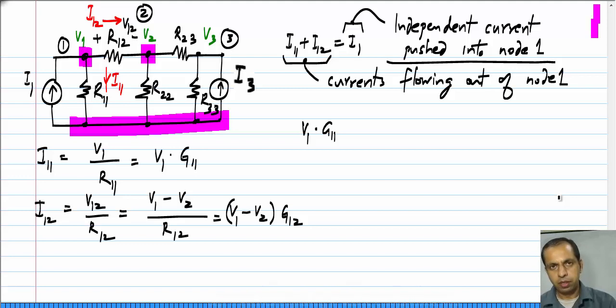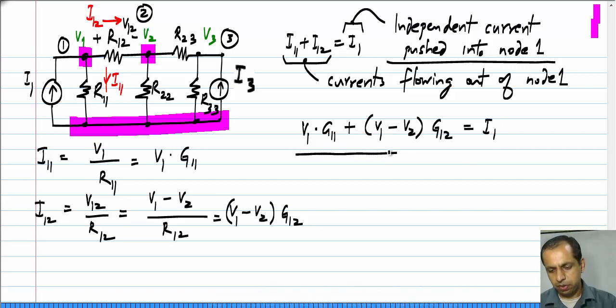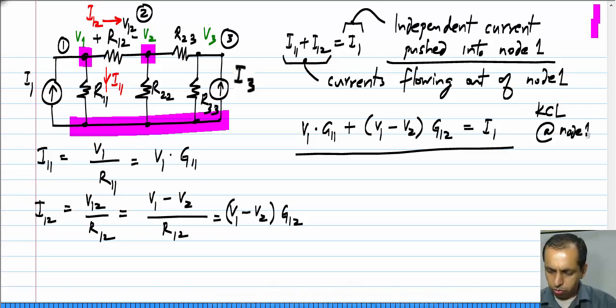Okay. So, I have V1 times G11 plus V1 minus V2 times G12, and the whole thing equals the independent current source flowing into node 1, and that is basically I1. Okay. So, that is my equation for node 1. This is KCL at node 1.